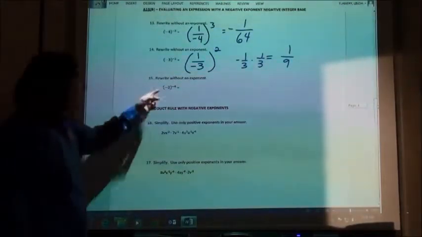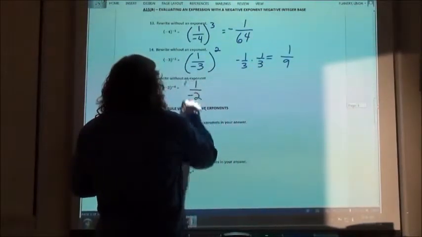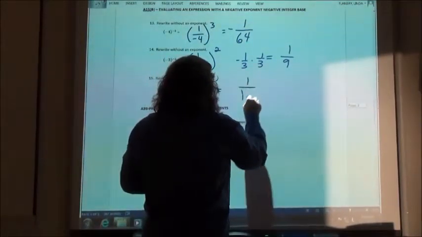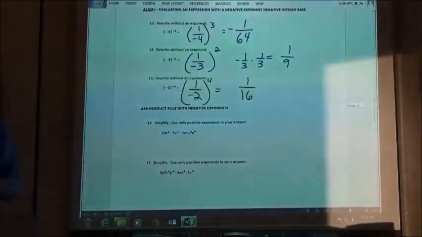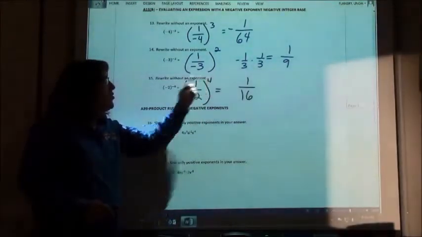So go ahead and do number 15, see what you get. And you should end up with 1 over 16. Again, this is going to be positive because it's to the 4th power.